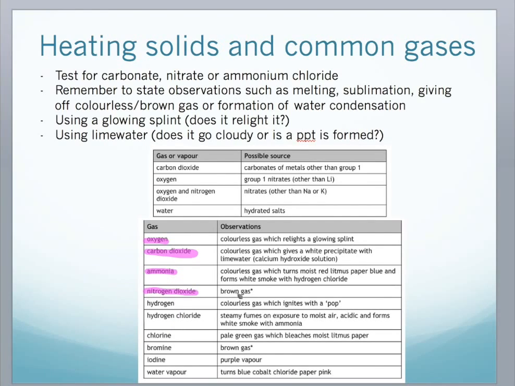Nitrogen dioxide is brown, so that's quite easy. Hydrogen, again, is colorless, which will ignite with a pop sound. Hydrogen chloride is steamy fumes, so that's quite easy to spot. Chlorine will be pale green, which will bleach moist litmus paper. Bromine is brown, iodine purple, and water vapor will turn blue cobalt chloride paper pink.